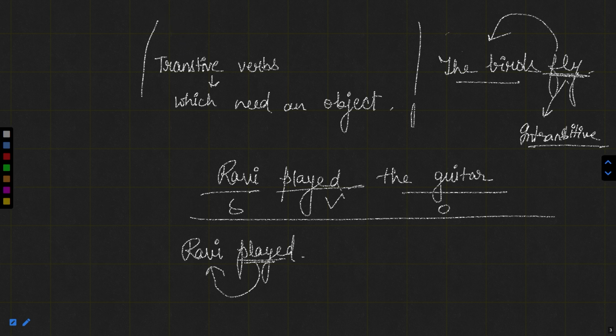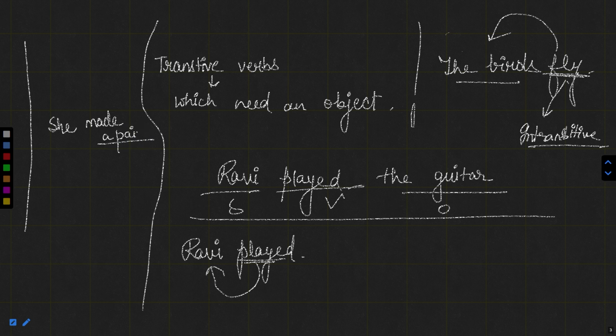Here you should only know that after the verb, if we need an object, if it is incomplete without an object, then the verb which is mentioned over there is a transitive verb. For example, if I say she made. Now, of course, if I say she made, is the sentence complete? No, not at all. You need an object. What did she make? I said that she made a painting.